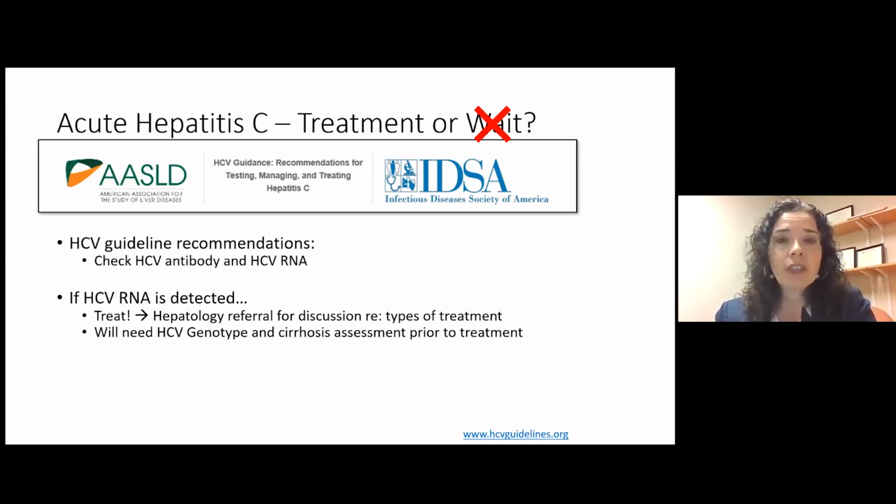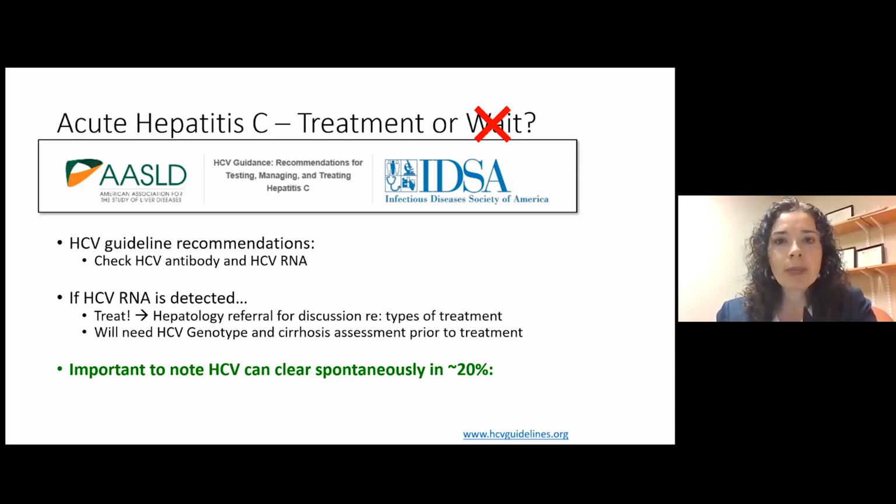You will need to check their hepatitis C genotype and also assess in some way for cirrhosis before treating patients for hepatitis C because it will influence the regimens that potentially are selected. And again, this is something that's clearly an issue with some clinical encounters with patients.